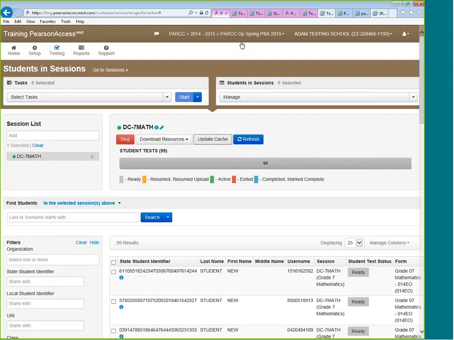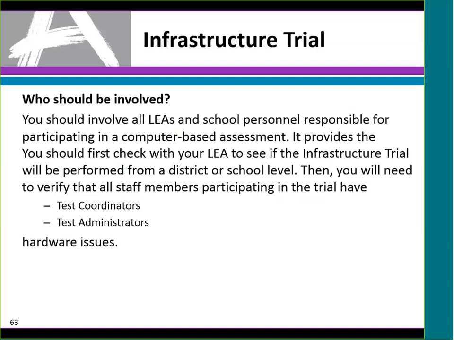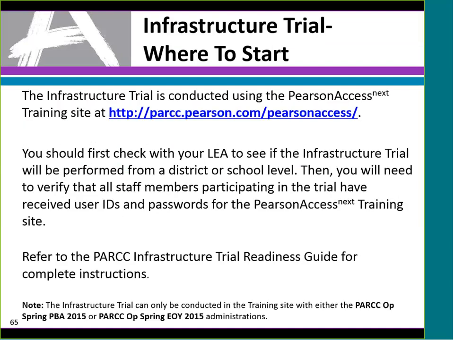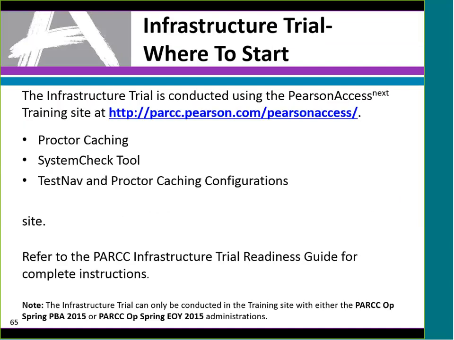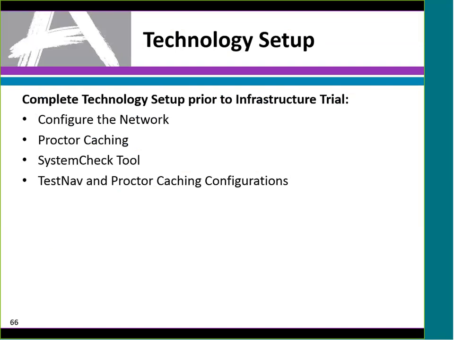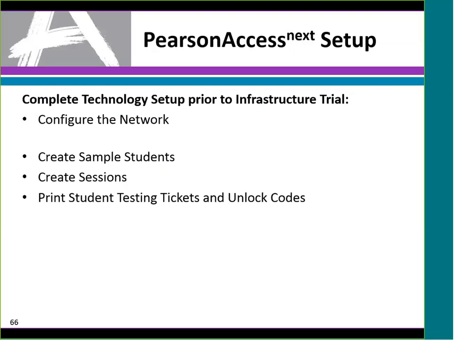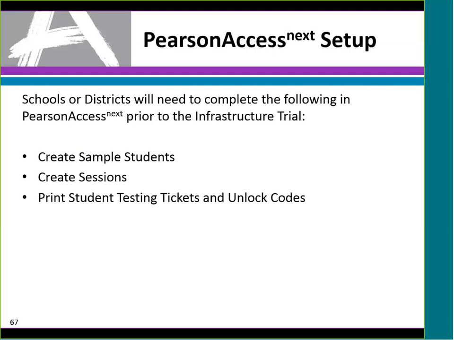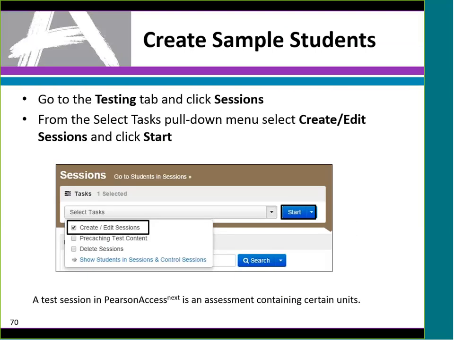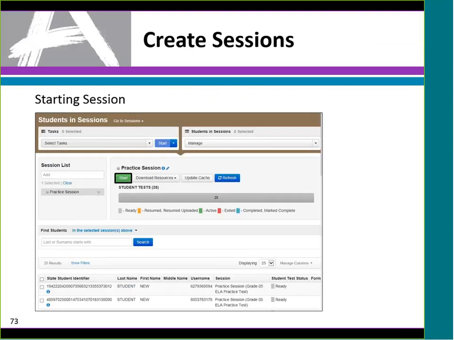But that's everything. That kind of ties everything together here in a nice, neat bow. And really, everything in here is pretty much what I talked about and what I just ran through. So these are all the setup steps we did earlier: configure the network, Proctor Caching, system check, and the TestNAP configuration. These are the setup steps that we just did: create the sample student sessions and unlock those and testing tickets. And these are all screenshots of just how to go through all of those menus that I just did.